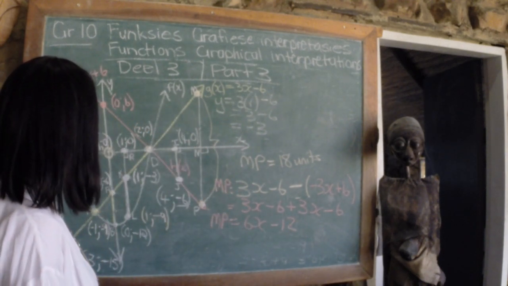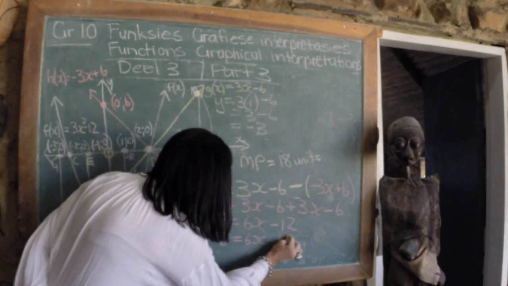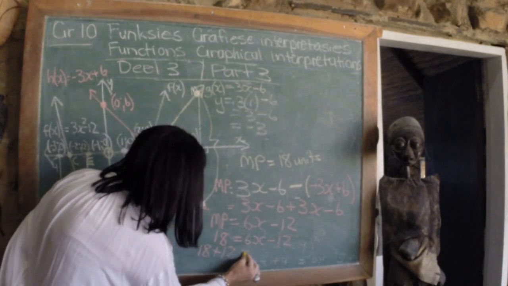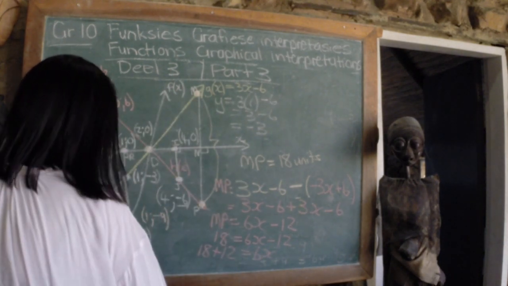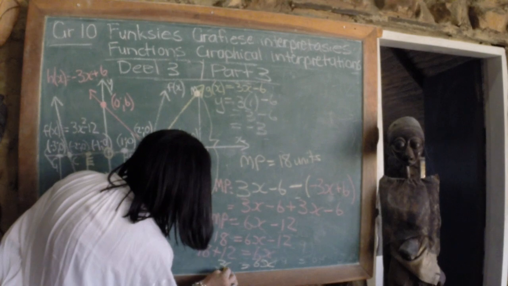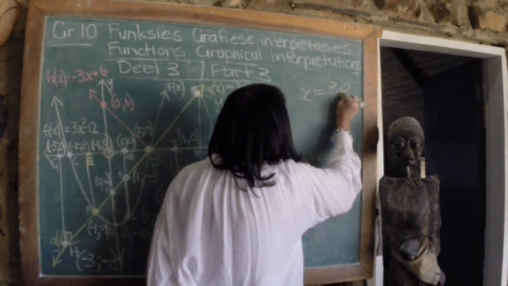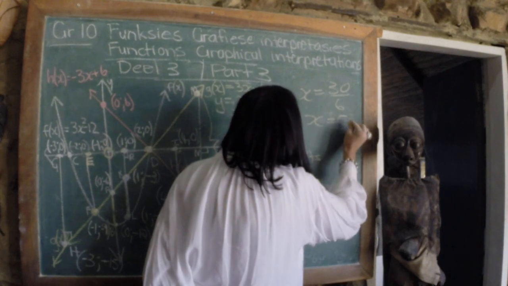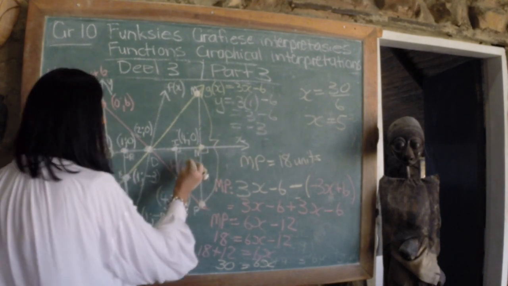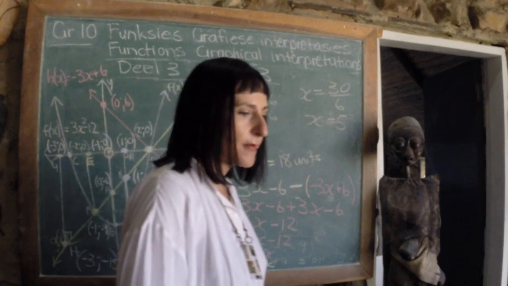En nou wil ek die x waarde hê. NP weet ek is 18 eenhede. So I equal it to 18 and I get the x value. So as ek die 12 oor die is gelyk kan bring, dan word hy 'n plus. So ek het 6x wat gelyk is aan 30. So as ek die 6 oorvat, word dit 'n deel. So x is gelyk aan 30 gedeel deur 6 and that gives me 5. So the x value over here must be 5. So wat is die lengte van ON? Die lengte van ON is gelyk aan 5 eenhede.